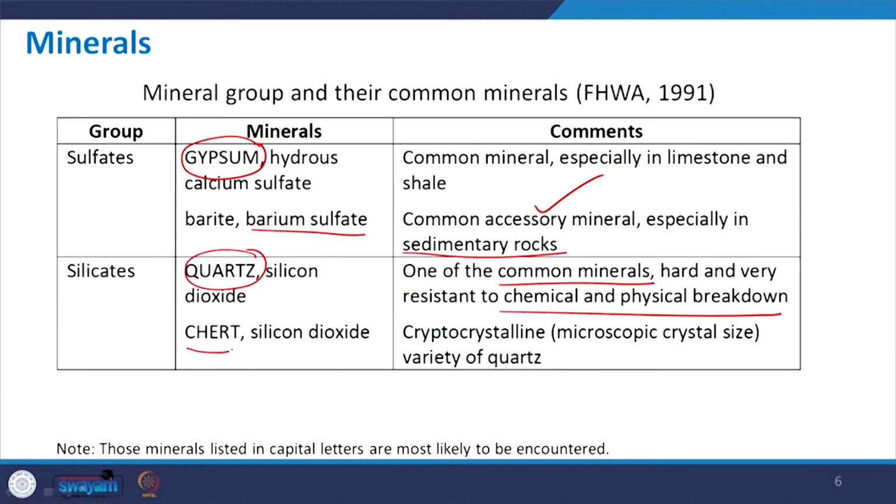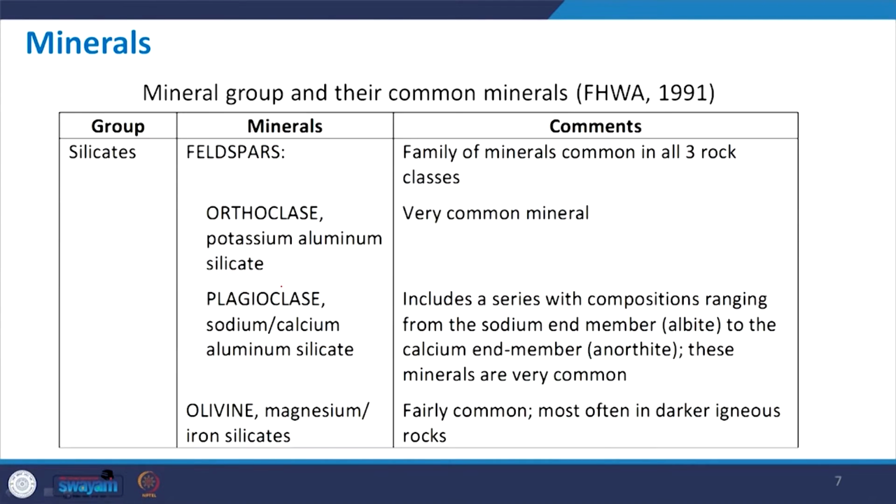Then the next one is chert, that is silicon dioxide, and it has microscopic crystal size, and it is a variety of quartz. Okay, coming to the next type, again as I mentioned, silicon is the largest group amongst these minerals, so I will be running through a few slides. The next category is feldspar, which is the family of minerals common in almost all three rock classes.